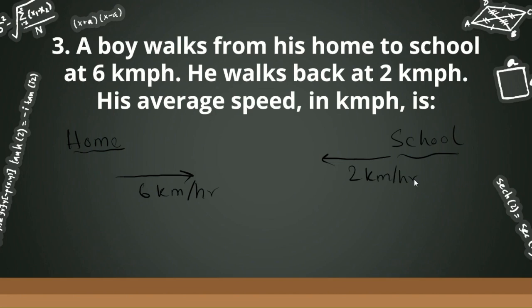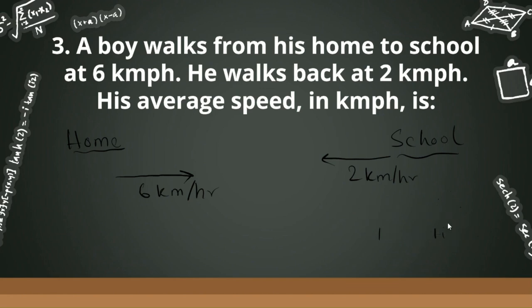Now what's average speed? Average speed is simply the total distance covered in the journey divided by the total time taken to complete the journey. Okay, so we now apply this formula.